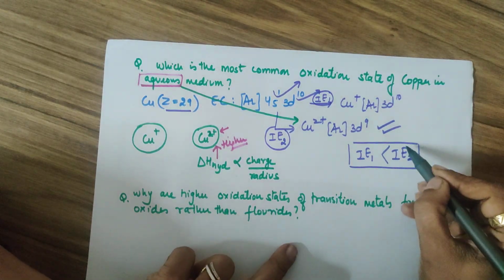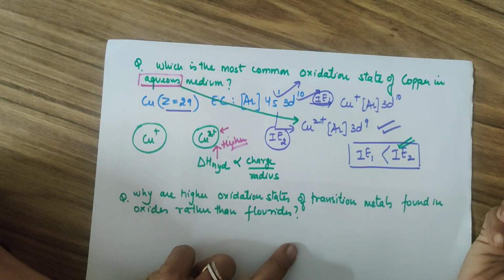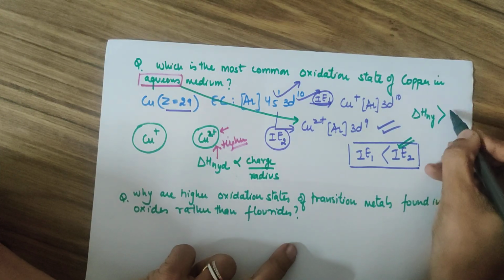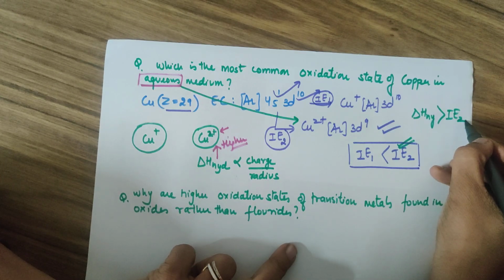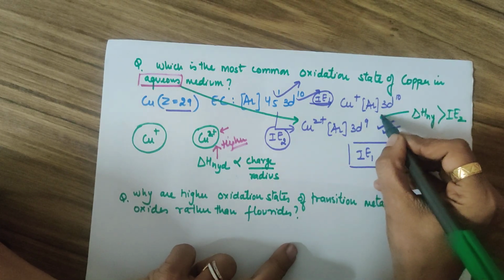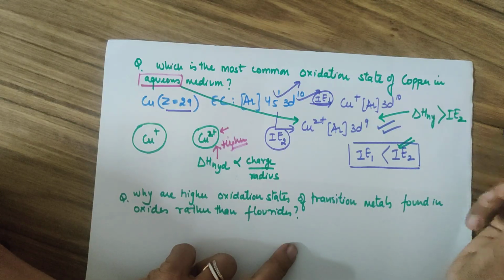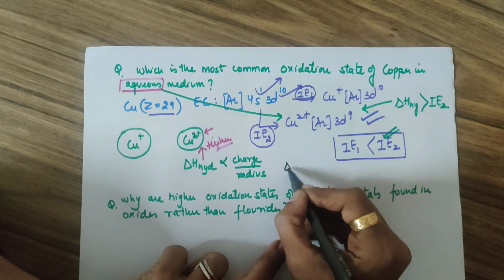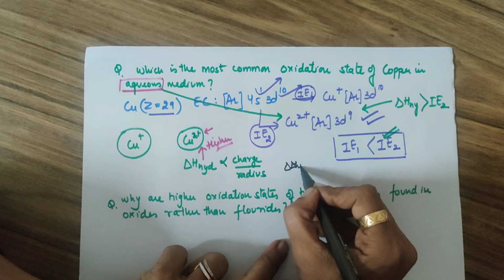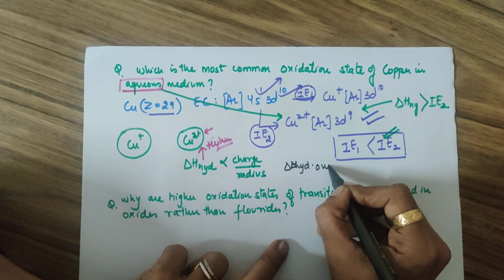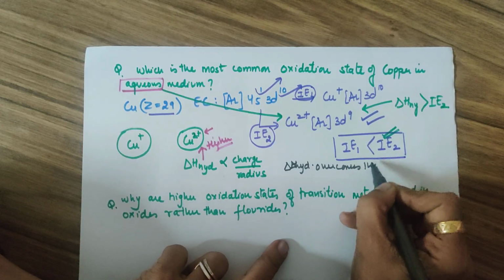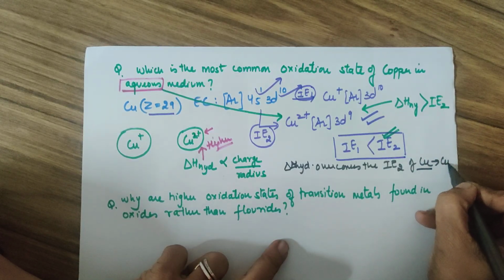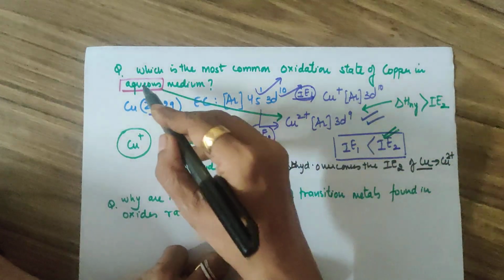Now, as I said, second electron removal is difficult, but the enthalpy of hydration overcomes the second ionization energy. Therefore, in aqueous medium, copper exists as copper 2 plus. So the key word is enthalpy of hydration overcomes the successive ionization energy of copper. So copper easily goes to copper 2 plus, but it happens only in aqueous medium.